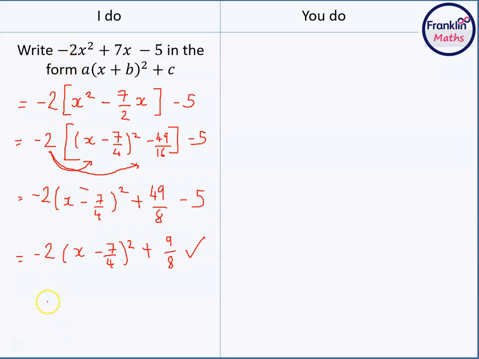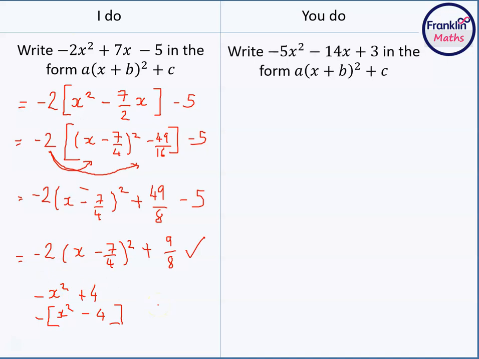So if you just had, say, minus x squared plus 4x and you have to complete the square, you can just take a minus out, use square brackets, x squared minus 4x. Complete the square on just those square brackets, and it's just the same. So just treat the minus as effectively minus 1. Right, here's yours to have a go at. Pause the video and have a go.